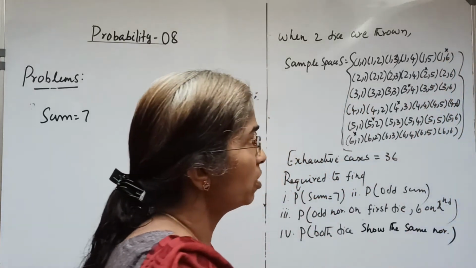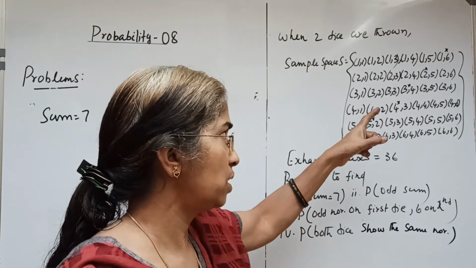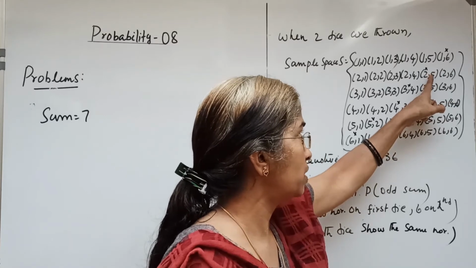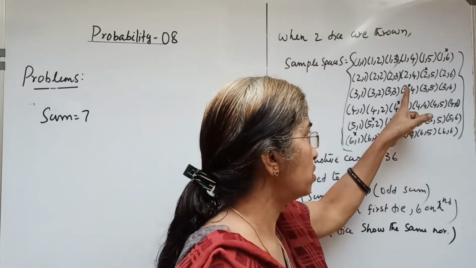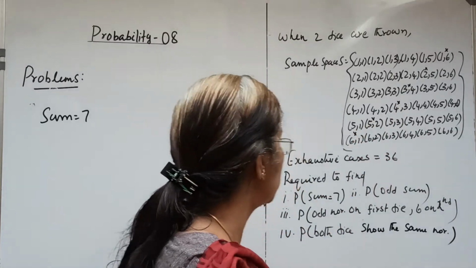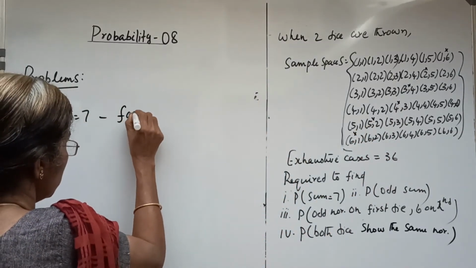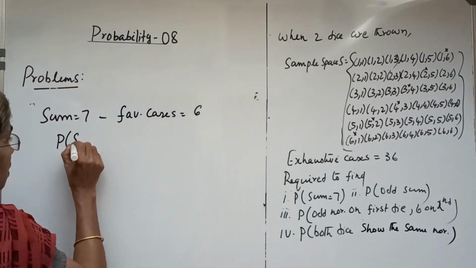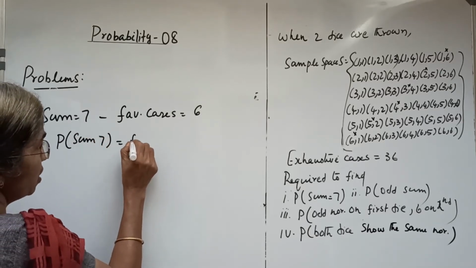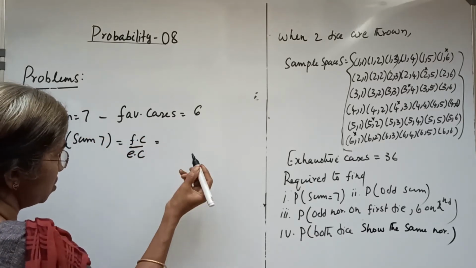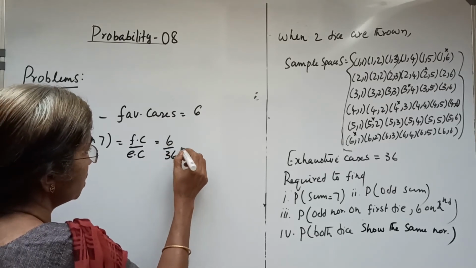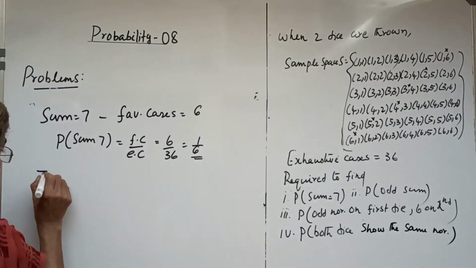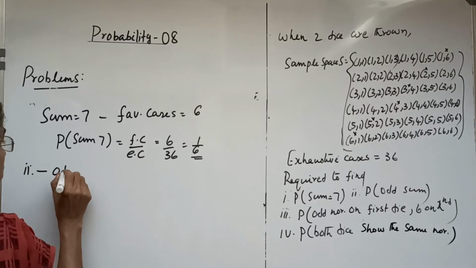That is, in order, from the first row 1, 6. In the second row, the outcome is 2, and hence for the sum equal to 7 the next is 5. Third row 3, 4, 4, 3, 5, 2 and 6, 1. So the favorable cases simply equal 6. And hence probability of sum equal to 7 becomes favorable cases divided by exhaustive cases, equal to 6 by 36, equal to 1 by 6. Okay. Now, the second one is odd sum. Number 2 is odd sum.